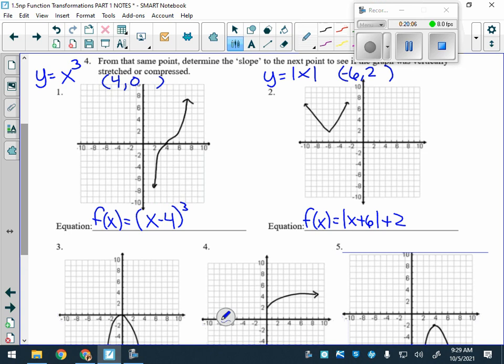Awesome. Okay. X plus 6 because we moved to the left, plus 2 because we moved up.